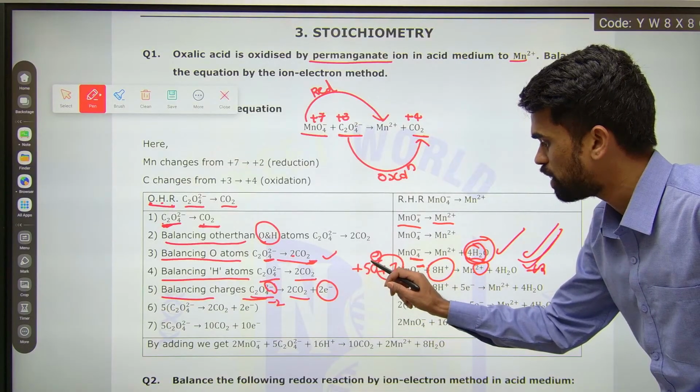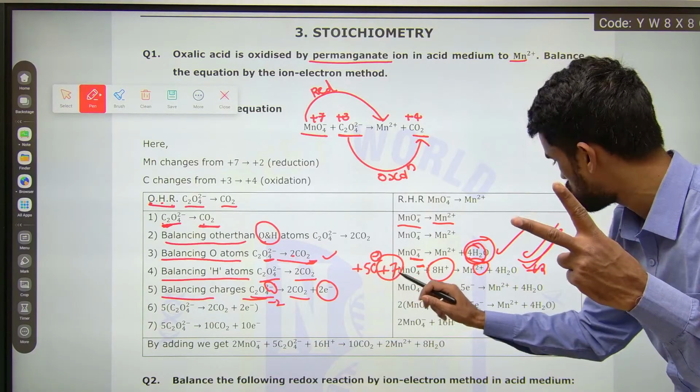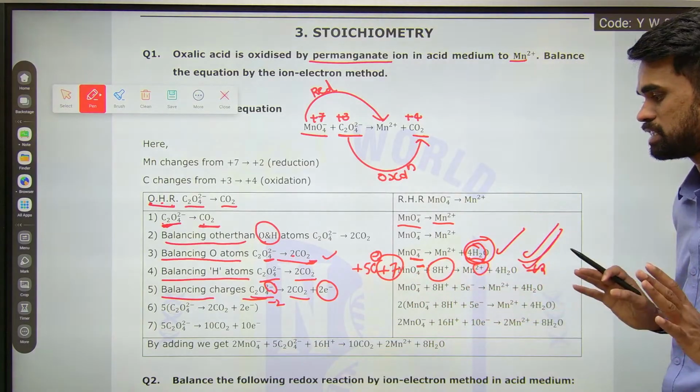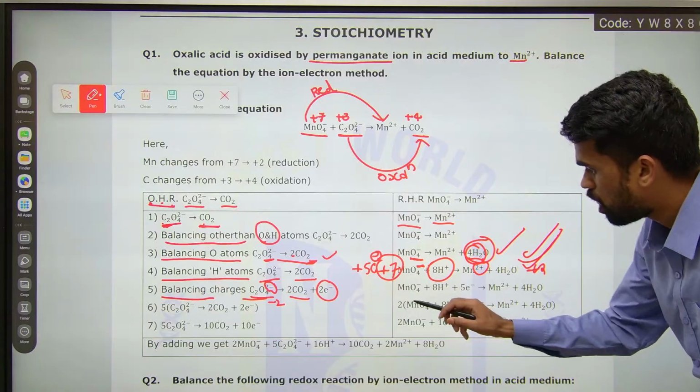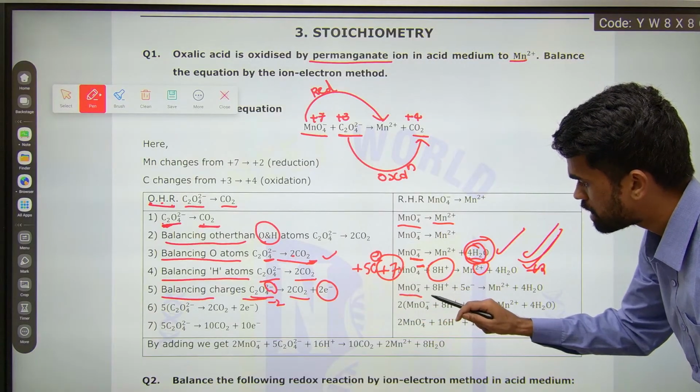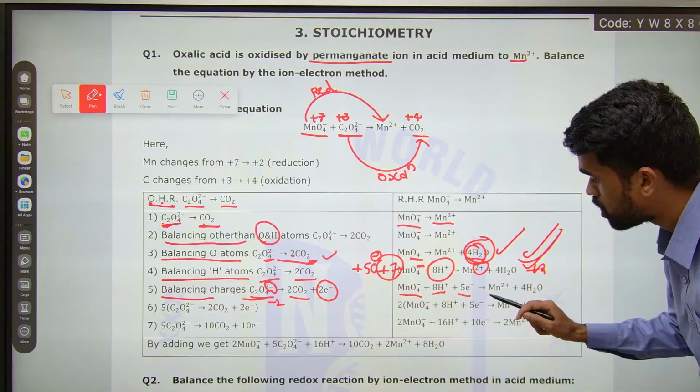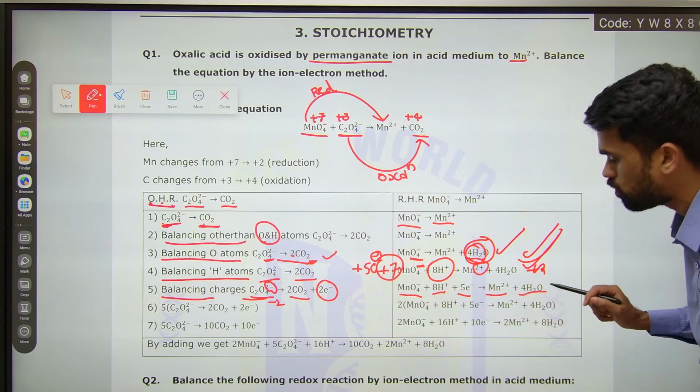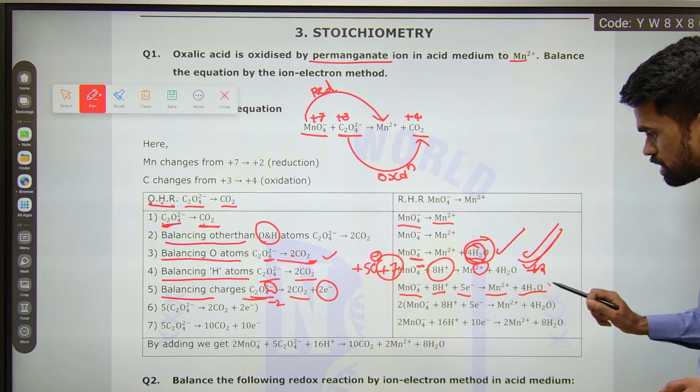So minus 5 plus 7 becomes plus 2 now. Yes, plus 2 on both sides is the same. Okay, so that's why we got this equation: MnO4 minus plus 8H plus plus 5 electrons giving Mn plus 2 plus 4 water molecules. Okay, that's why we got this equation here.